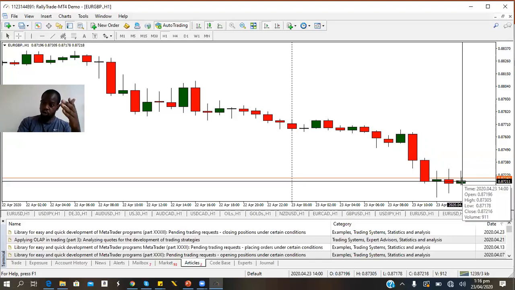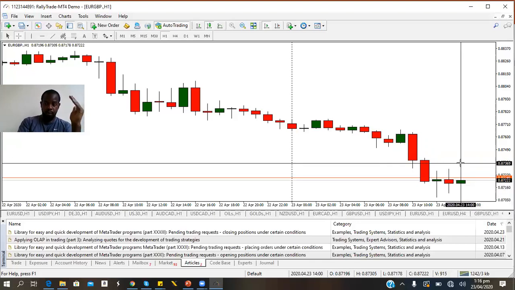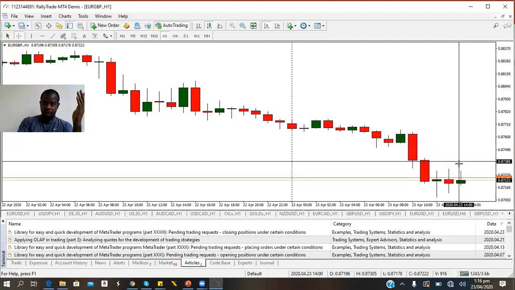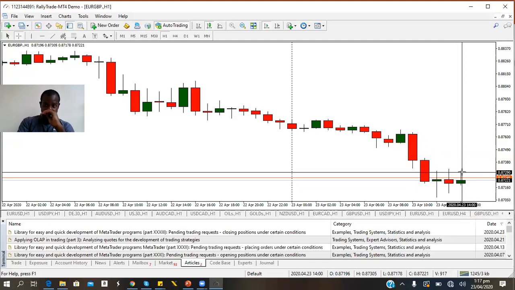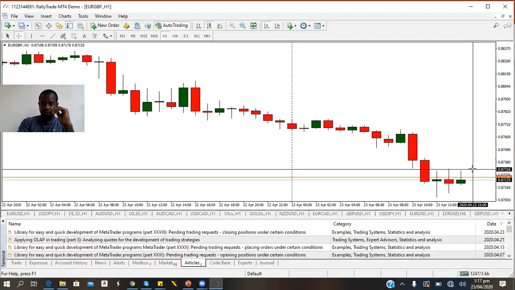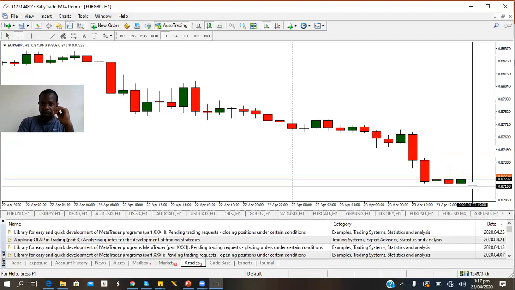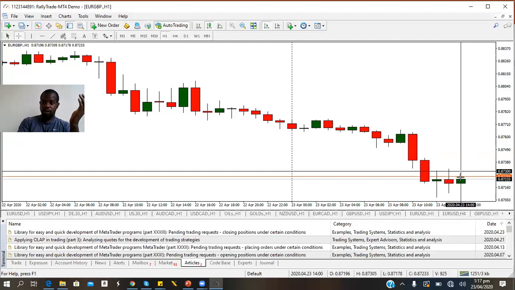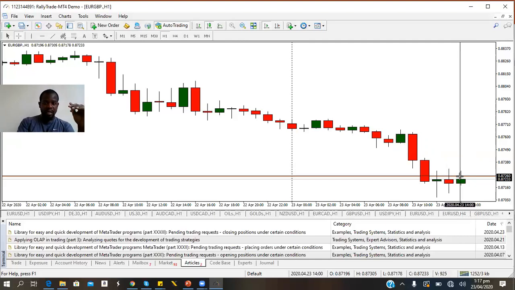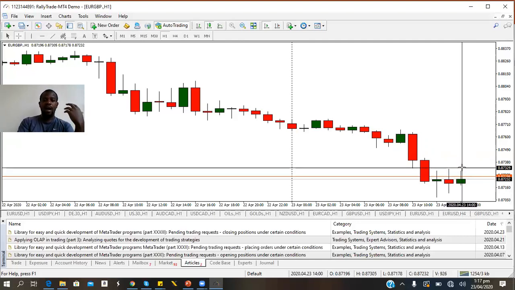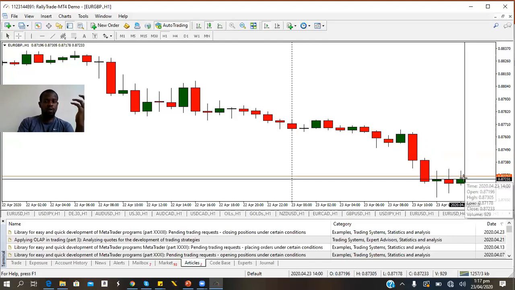But we don't know. It hasn't closed yet, so it might still go all the way up to form another high. But as at this moment that we're speaking, this is the highest point of it. So this is the high of the candle. This is the low of the candle. It hasn't closed. It's still moving. So in the course of the movement, that's when it forms the high and the low, and then it closes. Then you now know what point.